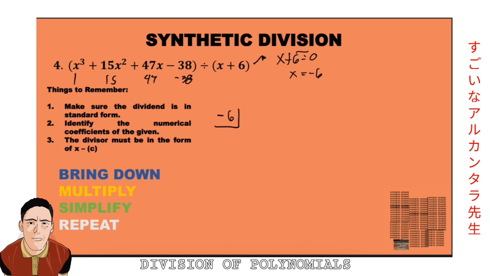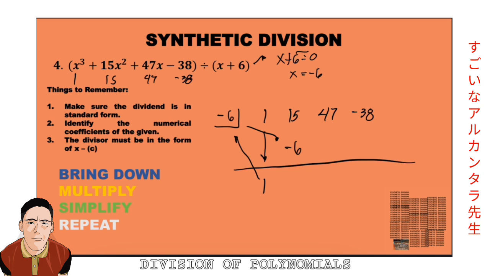Have negative 6. 1, 15, 47, negative 38. We put a bar below. We bring down 1. Multiply 1 to negative 6 and then write it here. You get a negative 6. 15 minus 6, you get a 9. 9 times negative 6 is negative 54. Write it here. The answer here will be negative 7. Negative 7 times negative 6 is 42. Negative 38 and 42, that will give you a 4.